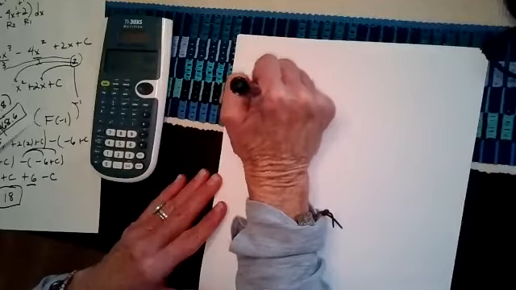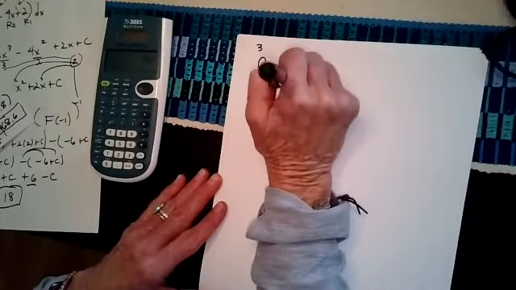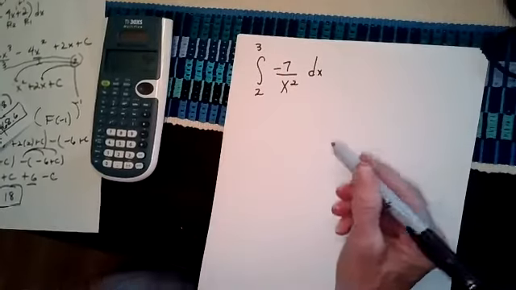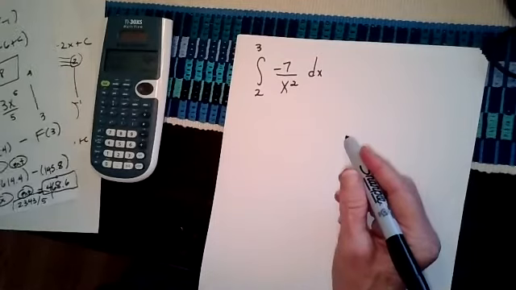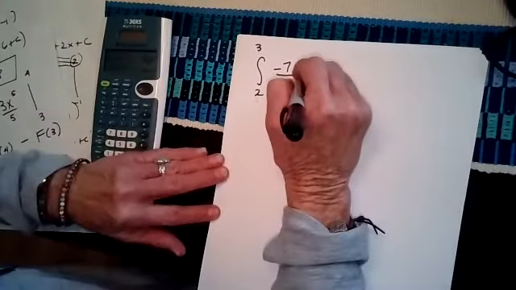So the integral from 2 to 3 of -7 over x squared dx. Okay. All right. So before I can apply my rules, I've got to move my variable term up.